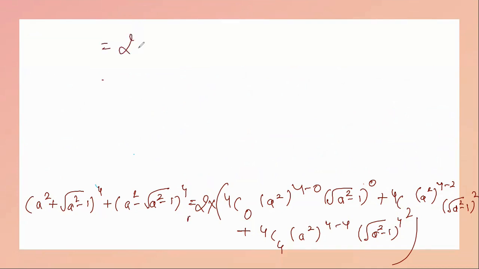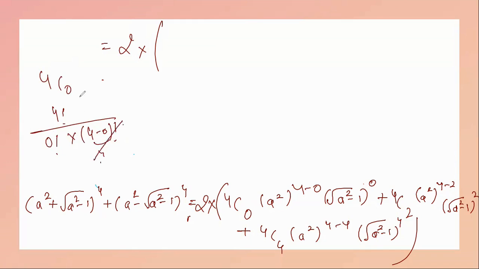So 2 times, see, 4c0. 4c0 means factorial 4 divided by 0 factorial multiply 4 minus 0 factorial. See, 4 minus 0 is 4 only, so 4 factorial cancels out. 0 factorial means 1. So it means 1 times a square raised to the power 4 minus 0, which is 4. And something raised to the power 0 is 1, so I don't have to write anything. Now let's move to the 4c2.